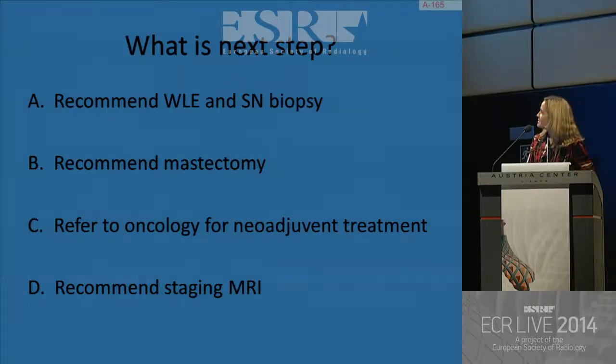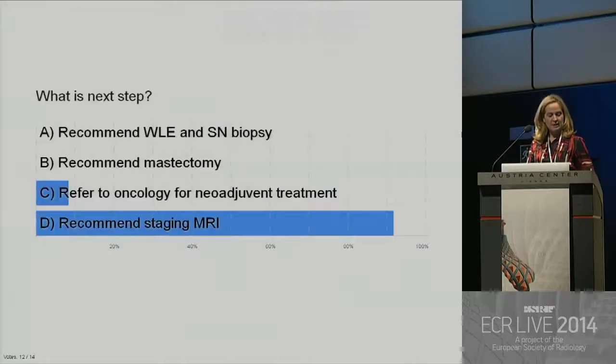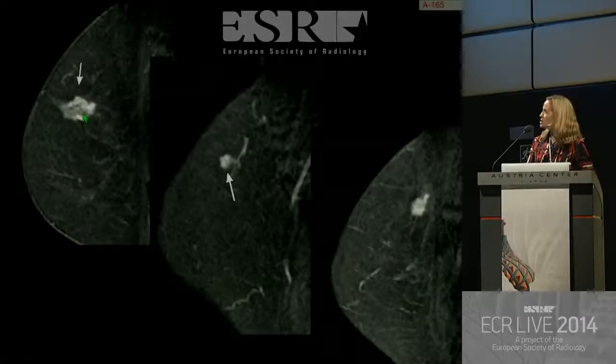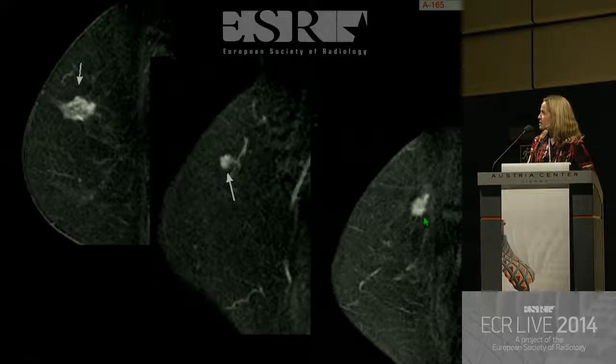Okay, can I see the answers, please? Yes, the answer is D, recommend a staging MRI. And this is her staging MRI. This is the cancer that she presented with in the upper outer quadrant of the breast. This was the second cancer in the upper inner quadrant of the breast. And this was the third cancer in the superior aspect of the left breast, the contralateral breast.